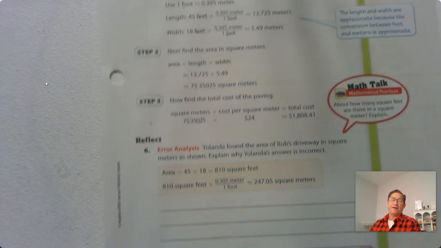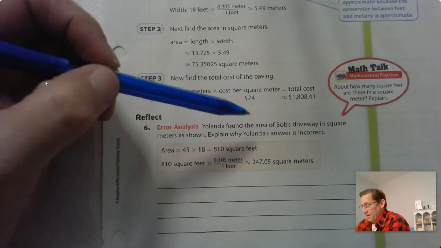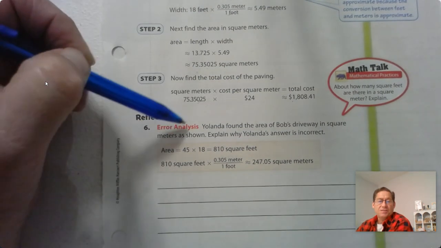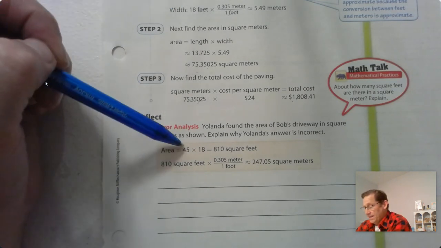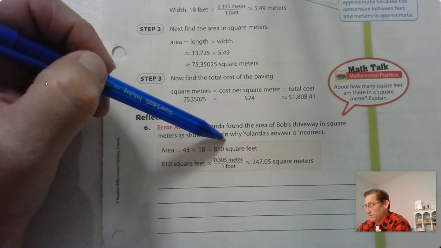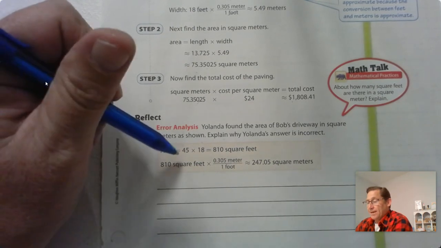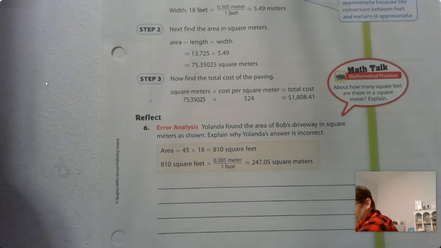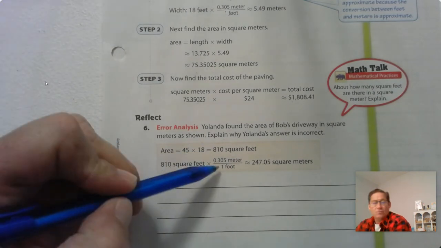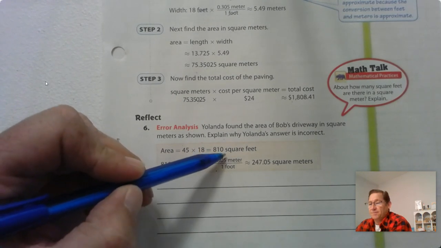Okay, number 6, error analysis. All right, so that's telling us this person's made some type of mistake. We got to figure it out. What did she do wrong? Well, Yolanda found the area of Bob's driveway in square meters as shown. Explain why Yolanda's answer is incorrect. So she said 45 times 18 is 810 square feet. All right, well, that's probably fine, right? But then she did 810 square feet times the conversion factor 1 foot to 305 thousandths of a meter.